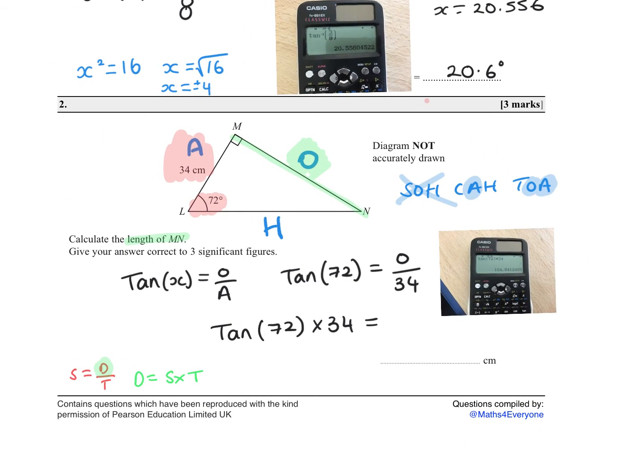It says, give your answer correct to three significant figures. 104.6412 to three significant figures. First significant figure is hundreds, second significant figure is tens, third significant figure is units. So three significant figures actually means round to the nearest unit for this question. Yeah? So that would be 104.64 to the nearest unit is actually 105 centimetres.